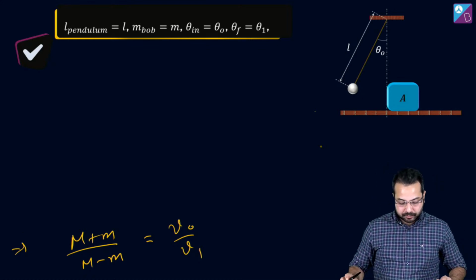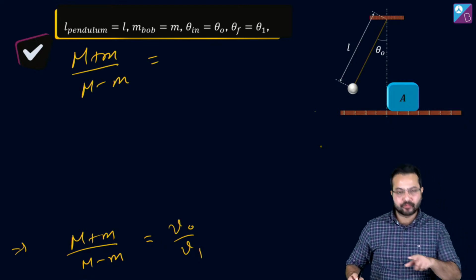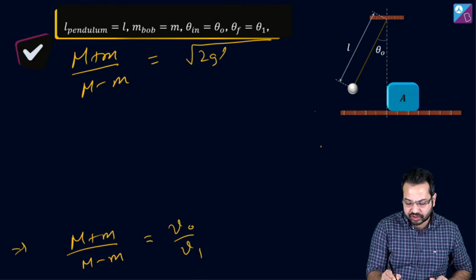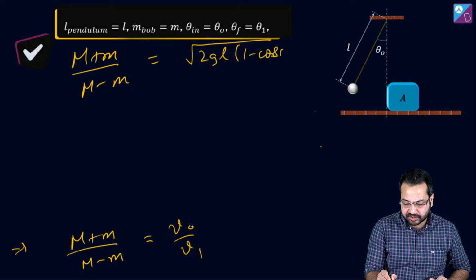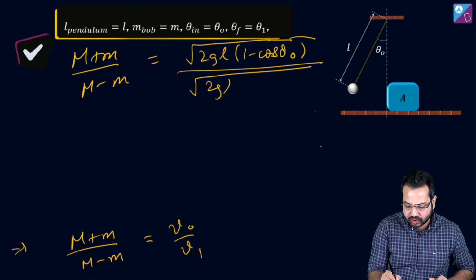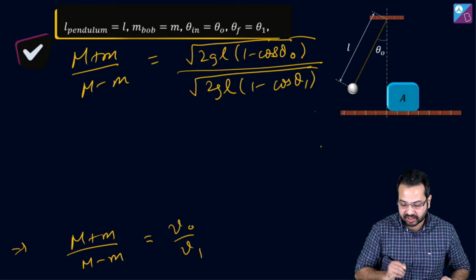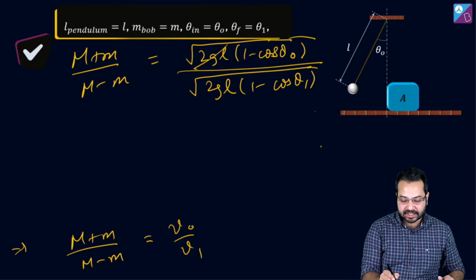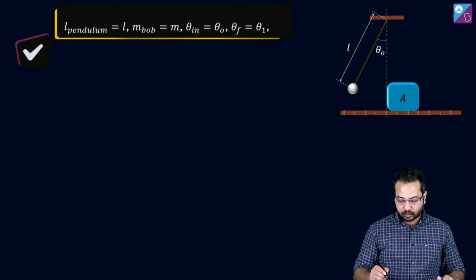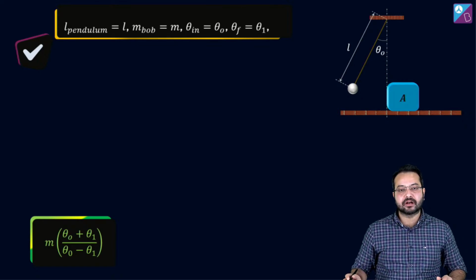So (M + m)/(M − m) is equal to V0 upon V1. We had already calculated V0, haven't we? That was under root of 2gl into (1 − cos θ0), divided by under root of 2gl into (1 − cos θ1). Correct? So this 2gl and this 2gl are gone. But the options are quite strange. The options are in terms of θ0 and θ1.